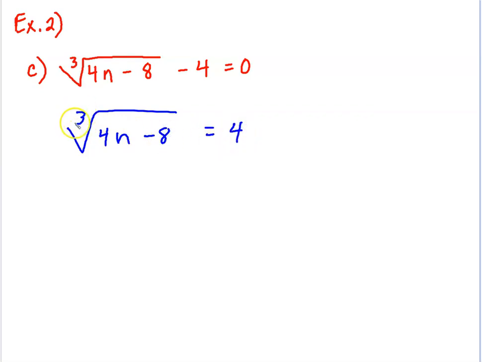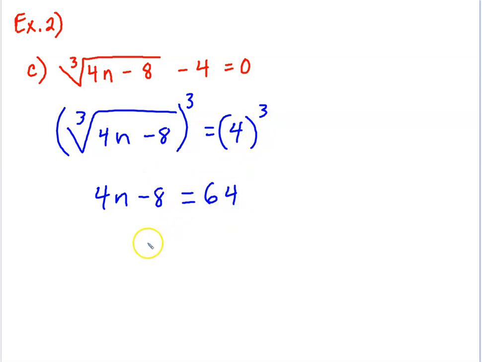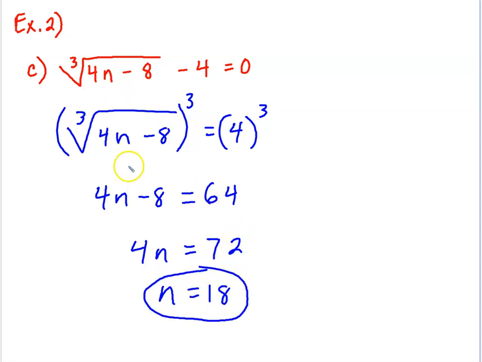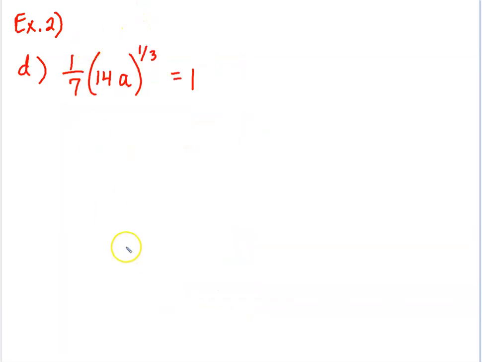And since this is a cube root, I'm going to raise both sides to the 3rd power. And that's going to basically cancel out this cube root radical. Leaves me with 4n minus 8, and 4 to the 3rd power is 64. Now solve for n. 4n equals 72. N equals 18. And that's my final answer for letter C.